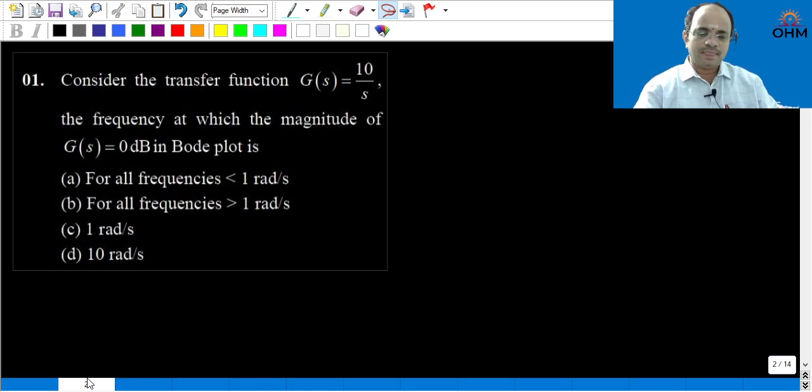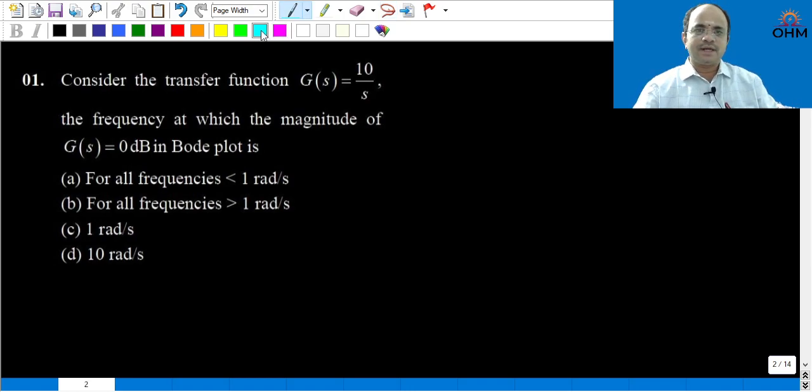First question, consider the transfer function G(s) = 10/s. The frequency at which the magnitude of G(s) is equal to 0 dB in Bode plot is. Of course this question is based on Bode plot, you need to find out the frequency where the magnitude of the given transfer function is 0 decibel.